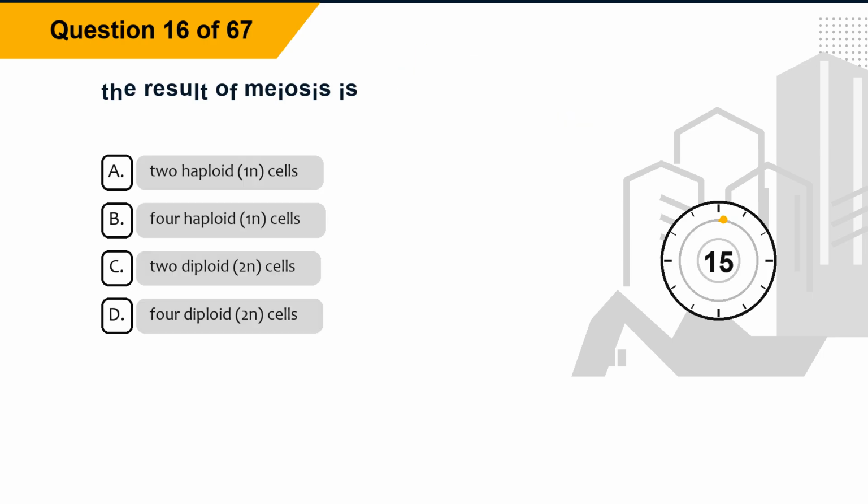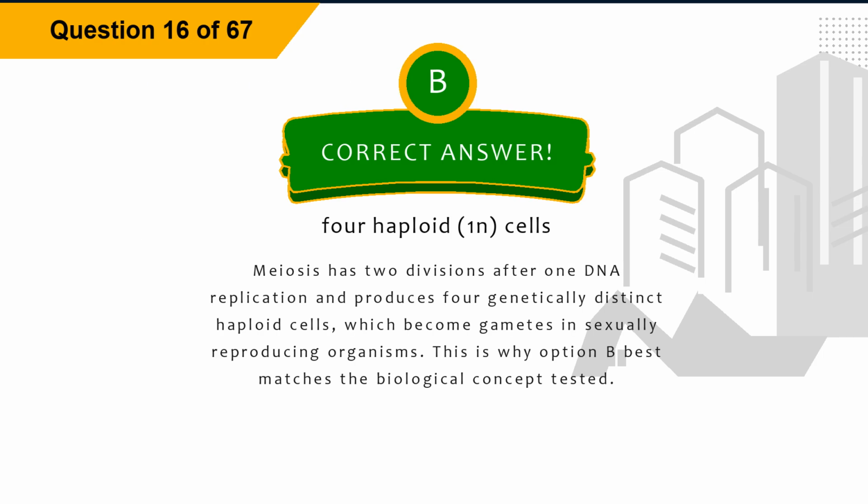Question 16. The result of meiosis is: option A, 2 haploid, 1N, cells. Option B, 4 haploid, 1N, cells. Option C, 2 diploid, 2N, cells. Option D, 4 diploid, 2N, cells. The correct answer is option B, 4 haploid, 1N, cells.